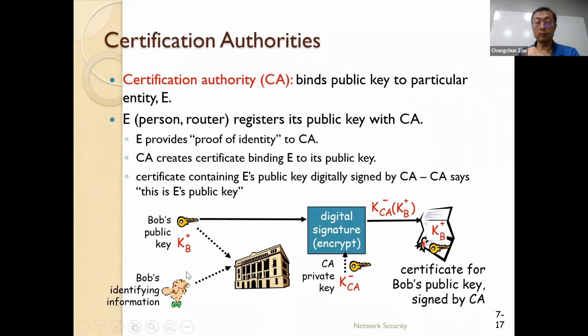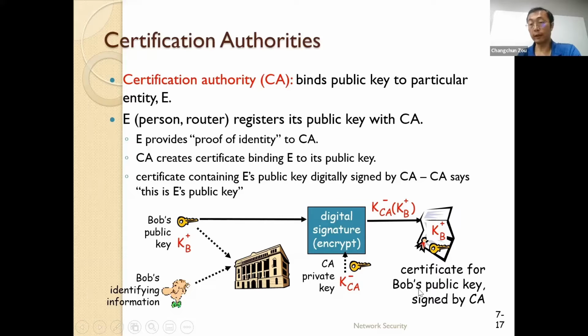So Bob can distribute his public key using the certificate authority. Bob goes to the certificate authority physically or uses some other way to present his public key to the certificate authority. Then the certificate authority will use the CA's private key to do the encryption on Bob's public key. This is called a digital certificate. So this is a digital certificate of Bob's public key, which basically uses the CA's private key to do the encryption.